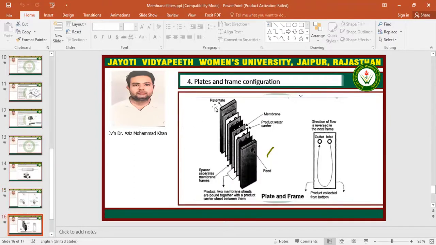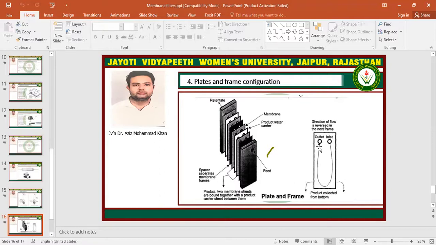The next is the plate and frame configuration. This is the final type of configuration in membrane filtration. There are different membranes in a parallel organization, and a spacer is between these membrane filters. Two membrane sheets are bound together with a product carrier sheet between them. So here they are maintained.